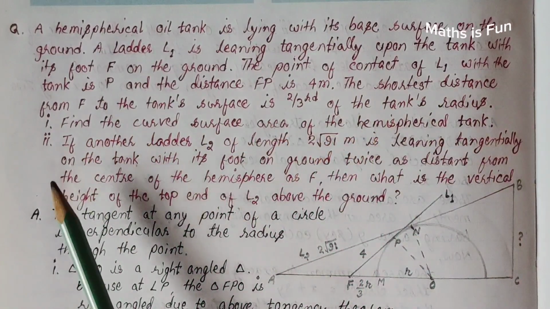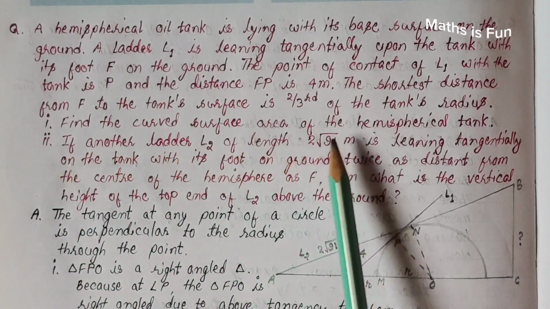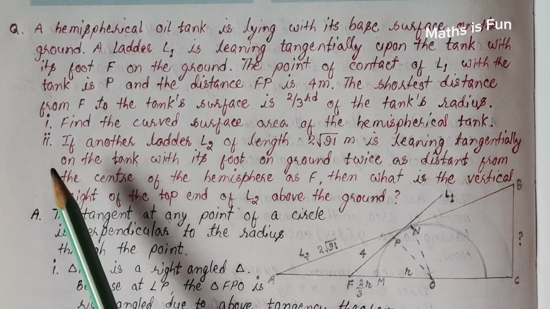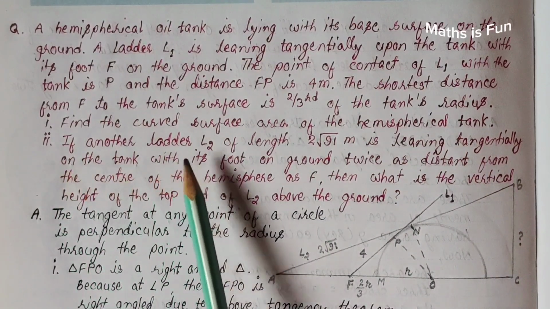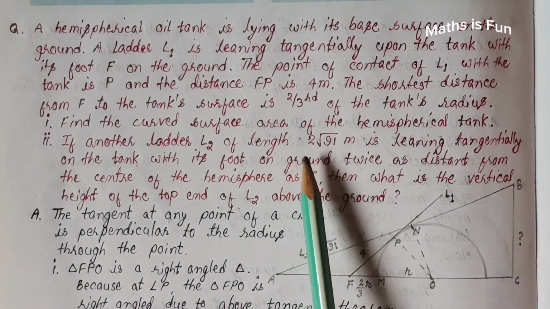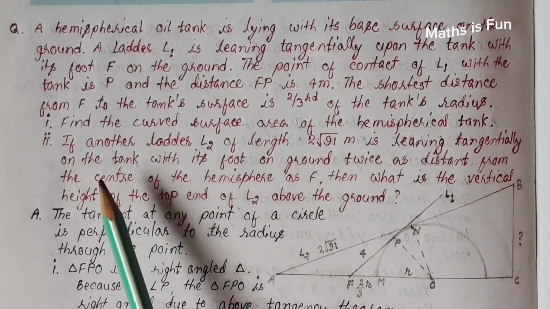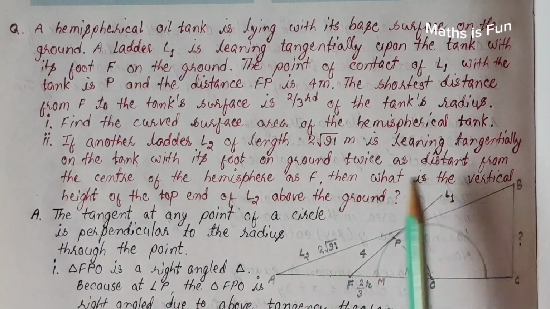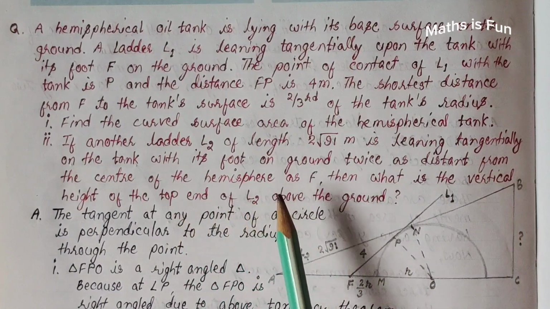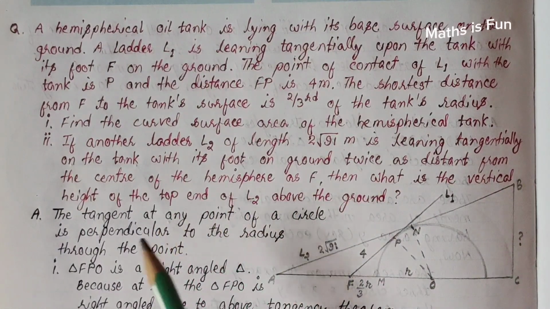Then we have got two questions. The first question is to find the curved surface area of the hemispherical tank, and the second has some more information. If another ladder L2 of length 2 times the square root of 91 meters is leaning tangentially on the tank with its foot on the ground twice as distant from the center of the hemisphere as F, then what is the vertical height of the top end of L2 above the ground?